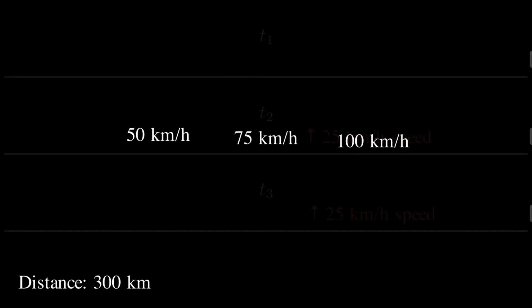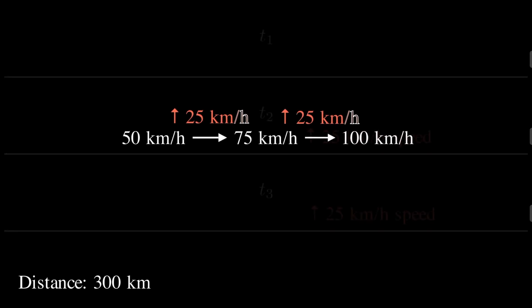Concretely, from 50 to 75 we have a 25 kilometer increase, and from 75 to 100 we have a 25 kilometer increase. You could consider it a constant k. So for the same amount of speed change, which is k, is the time saved also the same? So is t1 minus t2 equal to t2 minus t3?